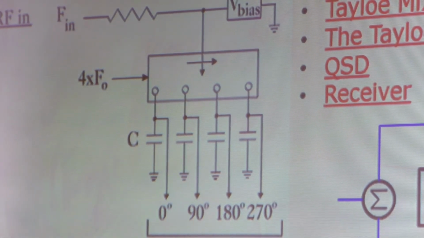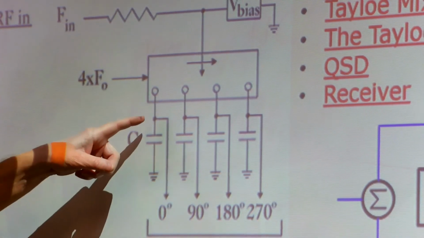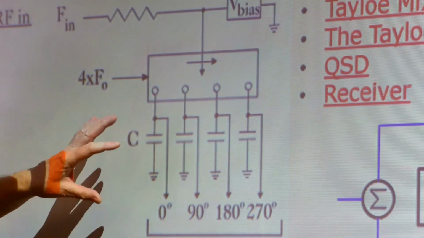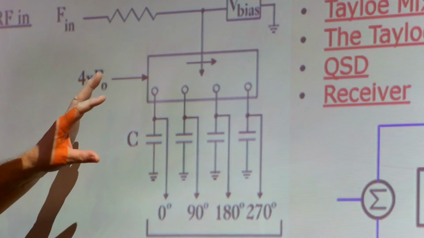So Forrest, this is not something that's done in software. This is an actual circuit that you're representing. Yes. And that rectangle with four times the fundamental, that is some kind of a switch? Yes, I have a schematic to show that later on. Okay, but this is a circuit, not an equation. Right. This is what makes the Tayloe detector so cool.